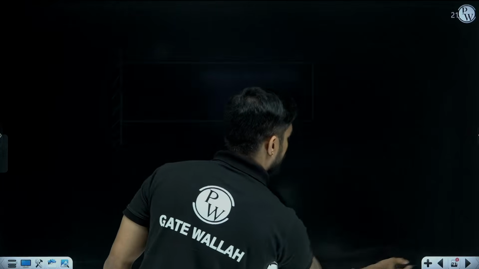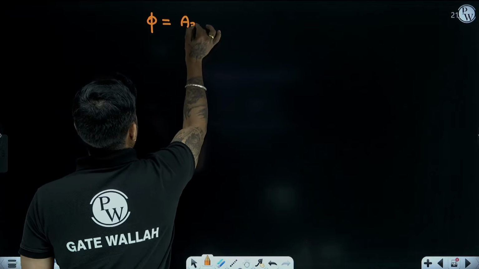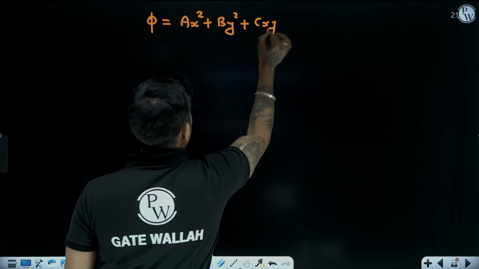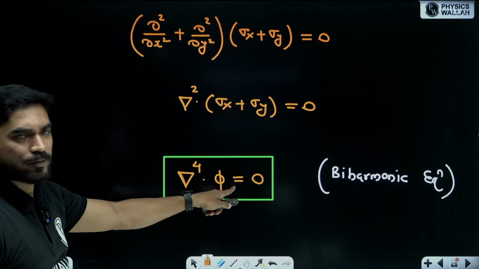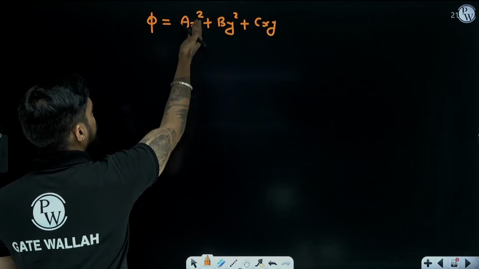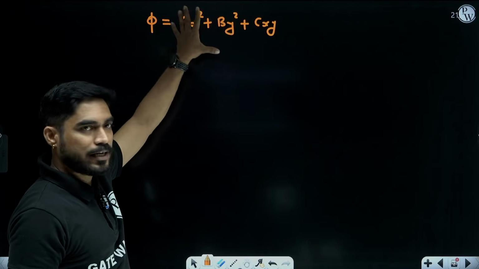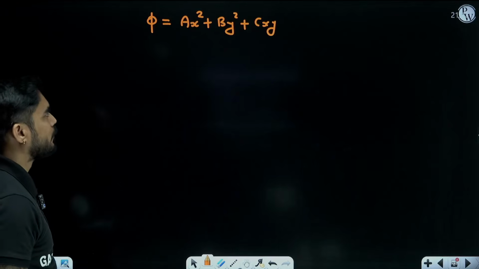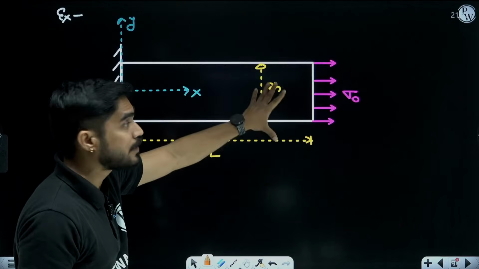Okay. Let's choose the polynomial again. Let's choose the Airy's function phi. Let me write it: ax square plus by square plus cxy. Again, it will satisfy the biharmonic equation, right? It will satisfy the biharmonic equation because we are differentiating to the power 4 and here the maximum x power is 2, maximum y power is 2. So if you differentiate this equation in terms of x and y 4 times, obviously you will get 0, na? So it is satisfying the biharmonic equation, but it should also satisfy the boundary conditions.